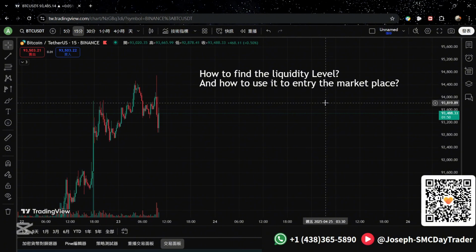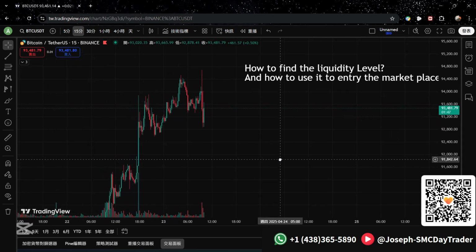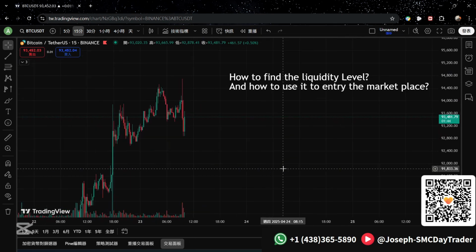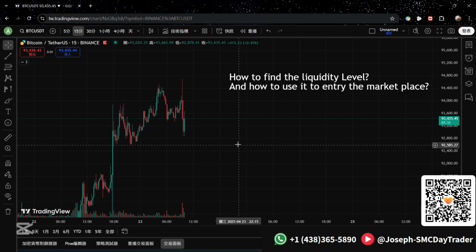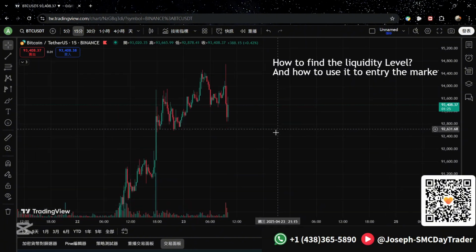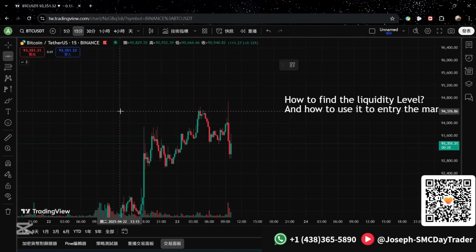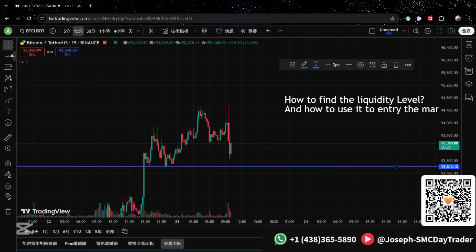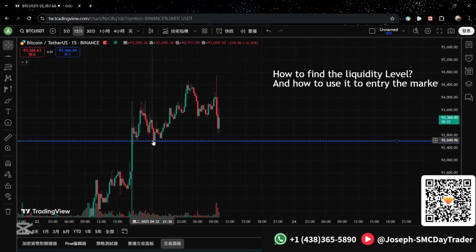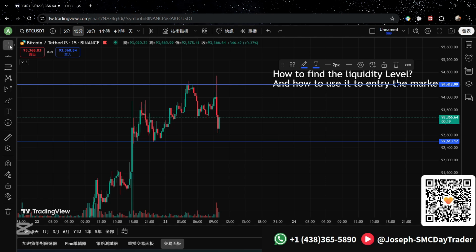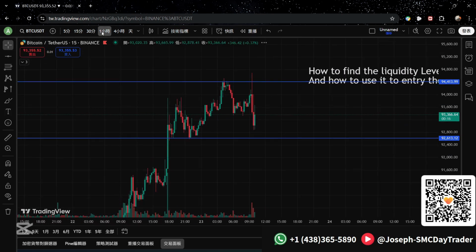Okay, let's get started. In the last video, we talked about liquidity on the trading chart. So today, we're going to talk about how to find the liquidity level and how to use it to enter the market. Right now it's April 23, 2025. Look at the chart of Bitcoin right now. We can see the price has a strong low, a strong support at this low price, and this high price.